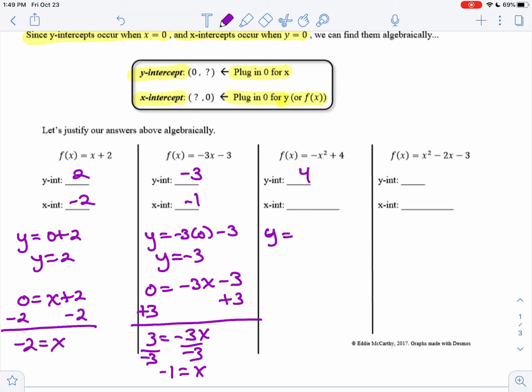Okay, so y-intercept on the third problem, if we plug in a 0 for x, we get out a 4 for y, because negative times 0 squared plus 4 is 4.